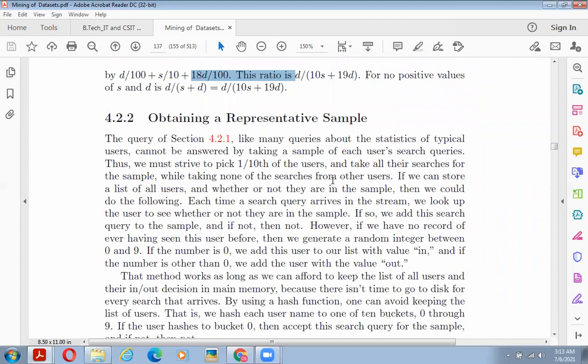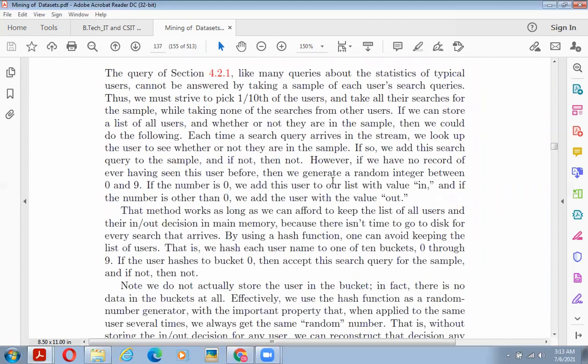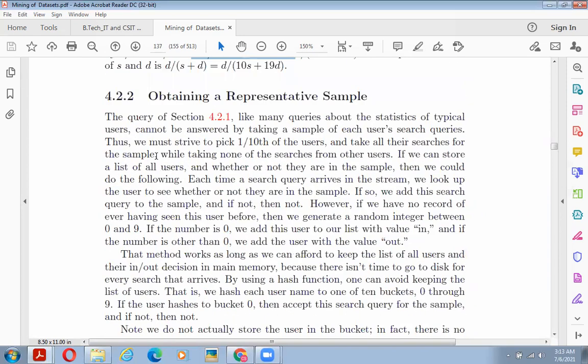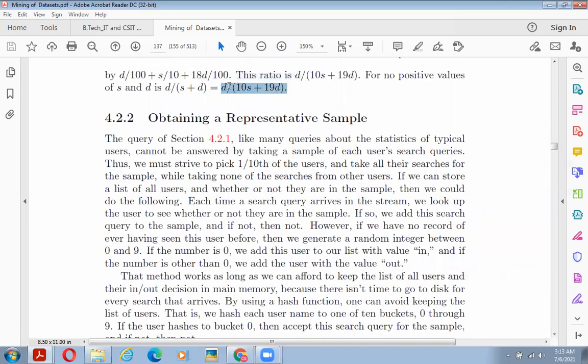So when we obtain a representative sample, we understand how these sample queries have come to D over 10S plus 19D. Many other queries about the statistics of typical users cannot be answered by taking a sample of each searched query.